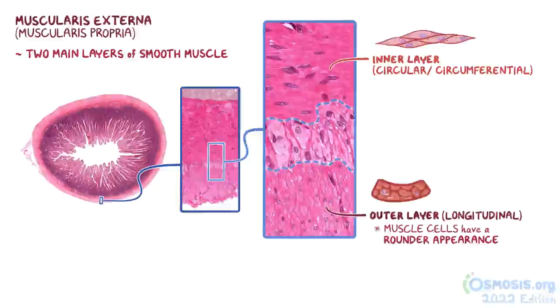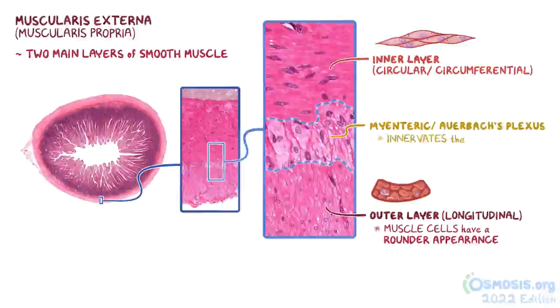Between the two layers of smooth muscle is another network of nerves, but these nerves are called the myenteric plexus or Auerbach's plexus. The myenteric plexus innervates the smooth muscle cells of the muscularis externa that surround the nerves.